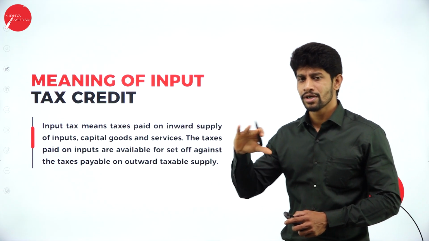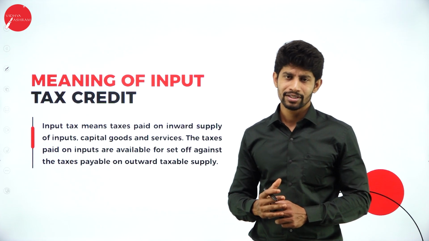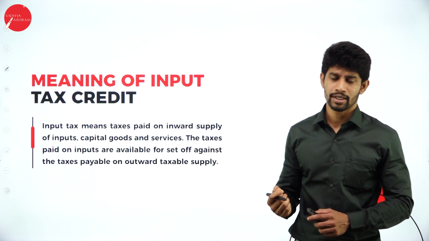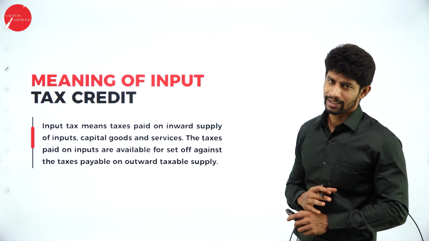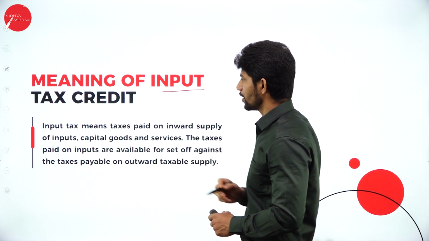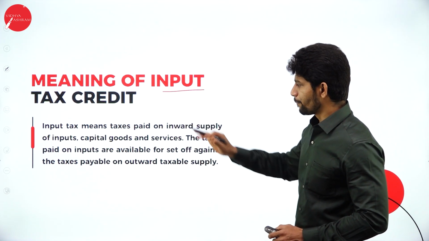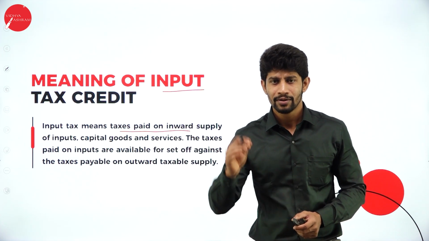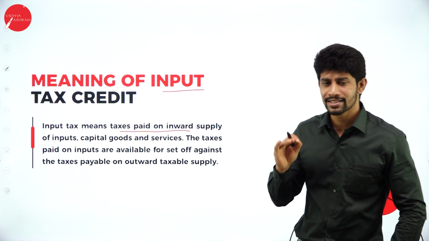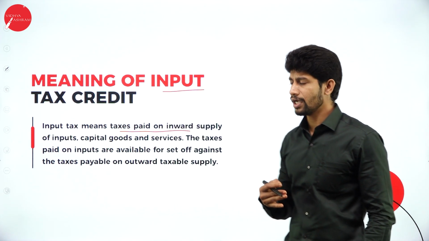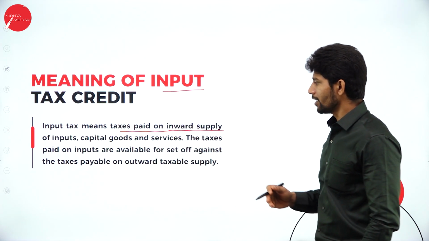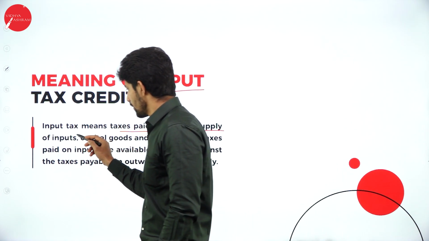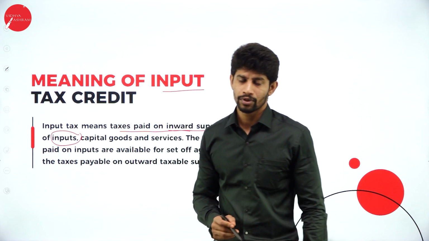So the main objective is to avoid the cascading effect and to make sure that the final user or the final consumer of the product or the services is liable to pay the tax. If it comes to the meaning of input tax credit, input tax means taxes paid on inward supply of inputs. Input tax is nothing but the taxes paid on inputs. Now you might have a doubt: what is this input?